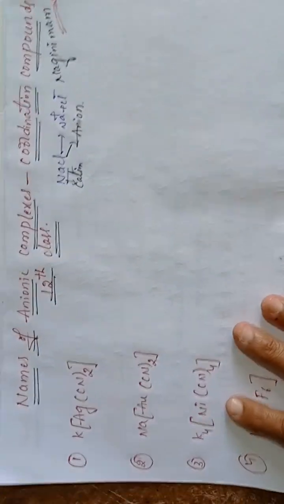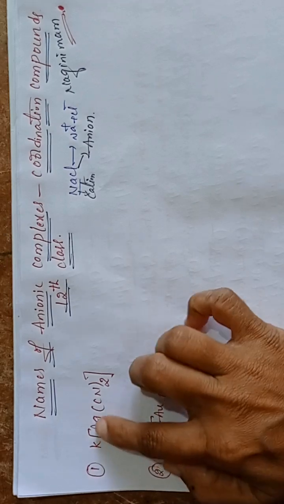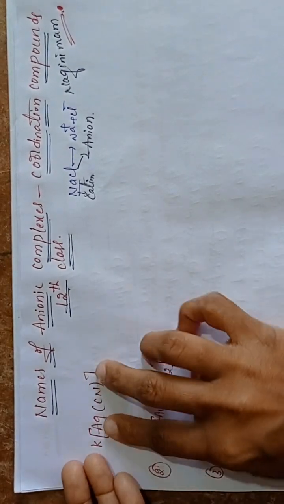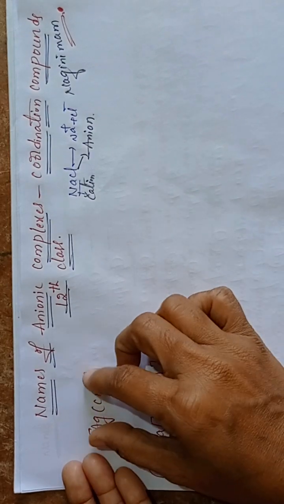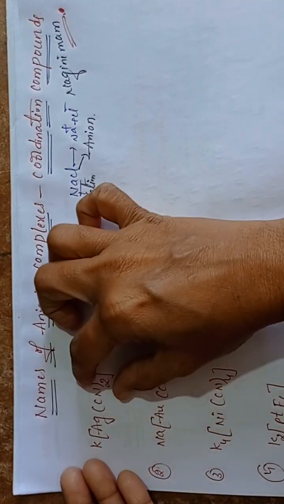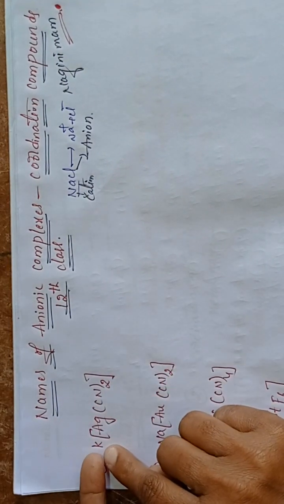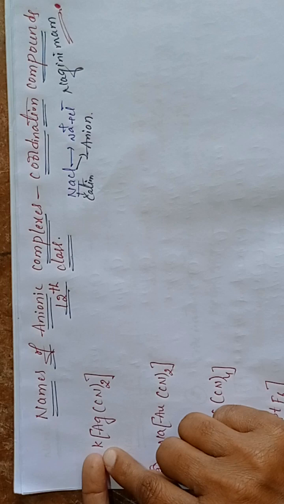Now take this coordination compound. The square bracket part is one part, this is the first part, and this is the second part. The square bracket is completely one part. Outside the square bracket, in front, there is potassium. That is the first part.